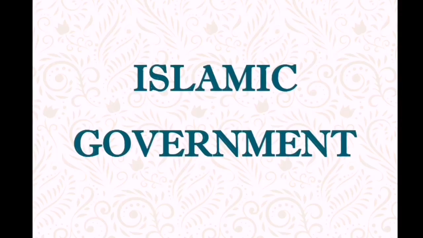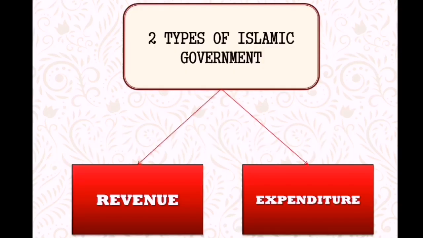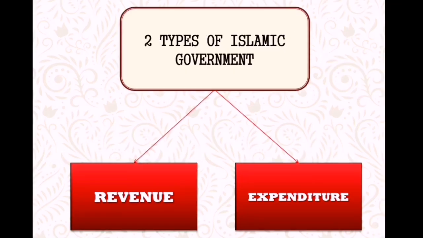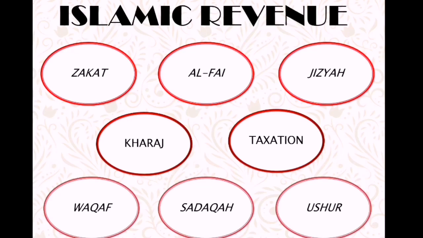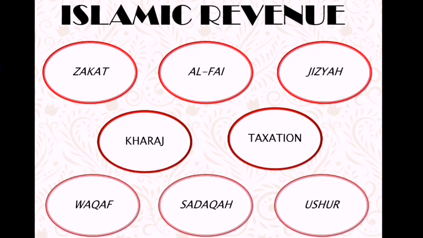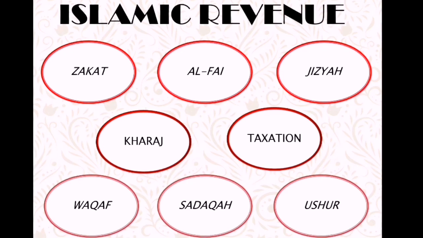The last subtopic in public finance is Islamic government. There are two types of Islamic government finance, which are revenue and expenditure. Firstly, zakat. It is the prime source of revenue and collected from a full one year possession of wealth. Secondly, al-fai. Fai is the property or wealth that is surrendered by non-believers during war without fighting.